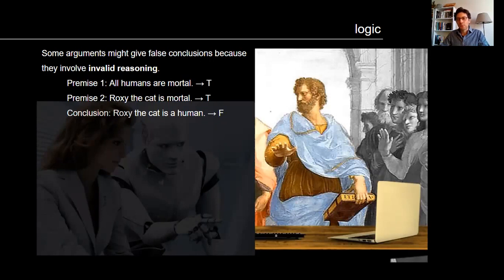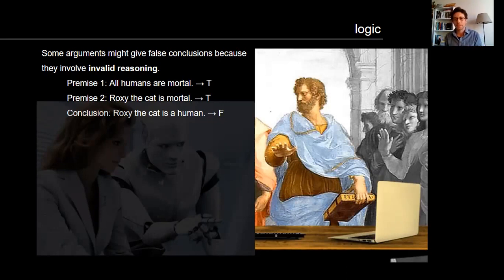Some arguments might give false conclusions because they involve invalid reasoning. As I said, in a valid argument, there is no way for the conclusion to be false as long as the premises are true. But in an invalid argument, on the other hand, even when the premises are true, we might reach a false conclusion. That shows that there is a problem with our reasoning. Our reasoning in such an argument is false, and technically, we call it invalid reasoning.